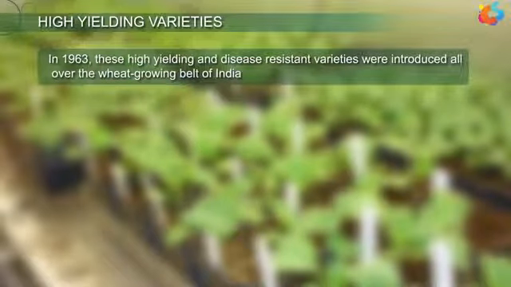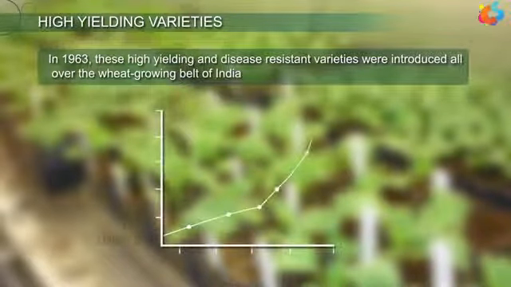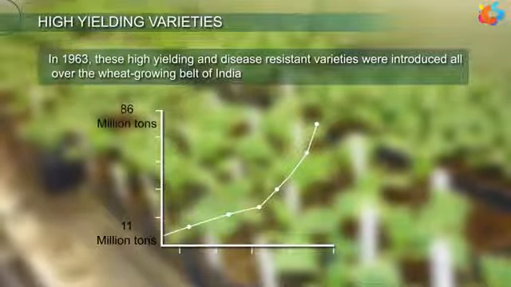Due to this, the production of wheat in India increased from 11 million tons to 86 million tons during the period 1963 to 2011.